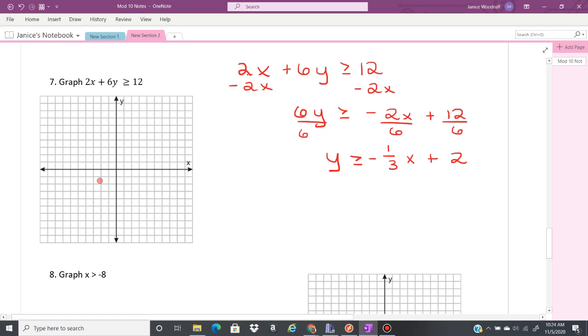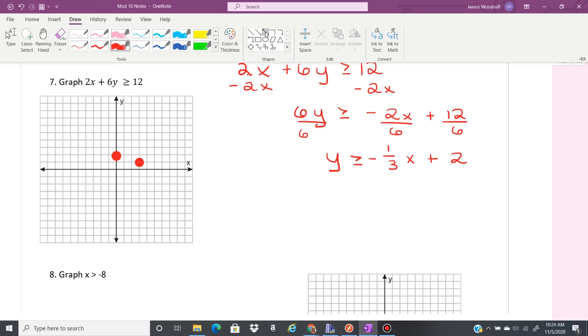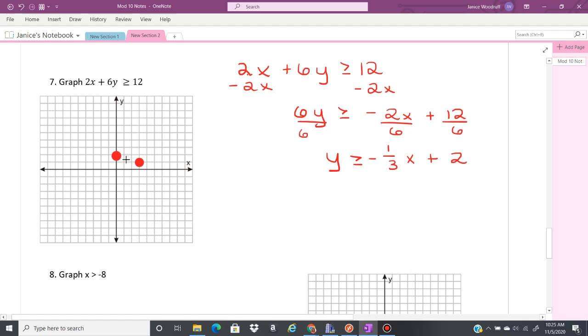So let me just get a thicker line here. So you've got plus 2 as your y-intercept. And then from there, you're going to go down 1 over 3. And then you're going to connect those using a line. So since this is greater than or equal to, we are going to use a solid line here. Oh, let me make that actually thinner.